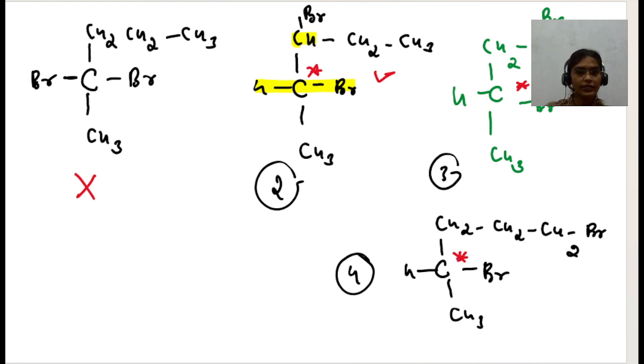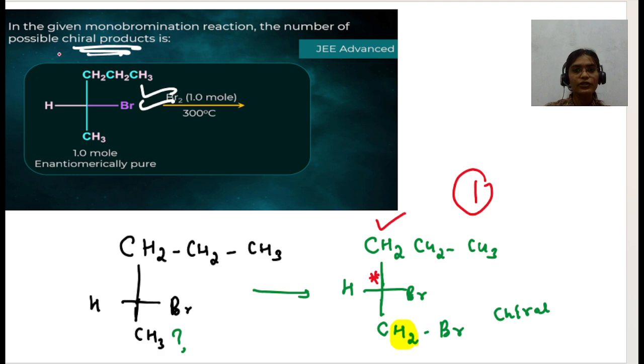Okay, so that's it. This is all for the question, and the correct answer for this question is going to be option four. Four is the chiral possible product we're getting. Okay, that's it. So this is all for the previous class. Let's continue with today's class.